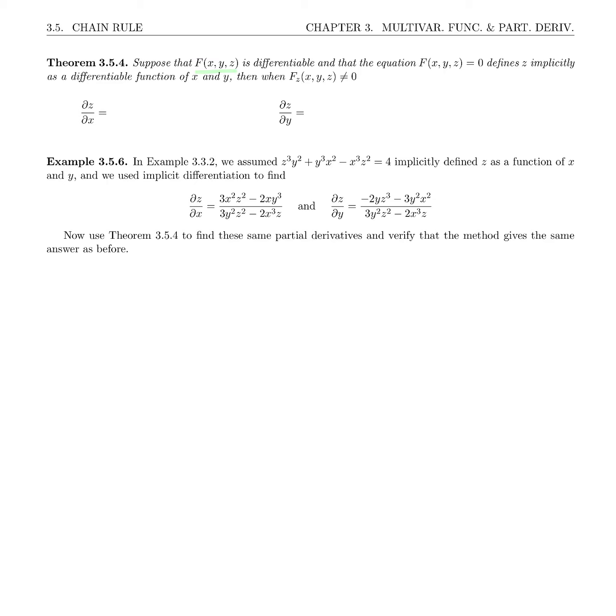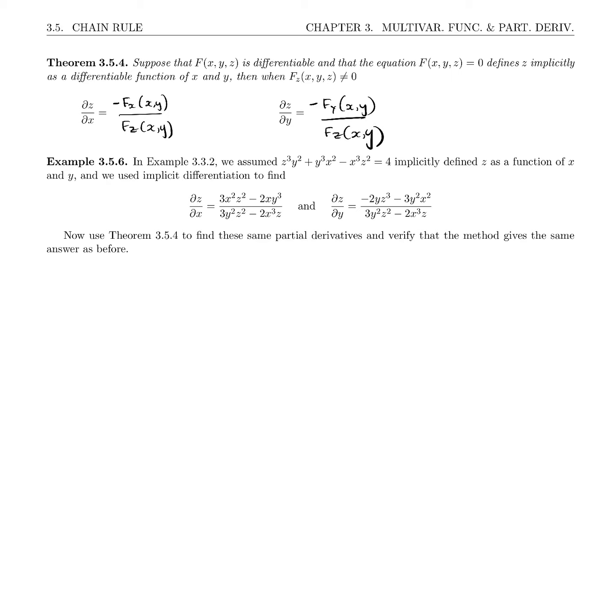If f of x, y, z is differentiable and the equation f of x, y, z equals 0 defines z implicitly as a differentiable function of x and y, then as long as f sub z of x, y, z is not equal to 0, the two partials, del z del x and del z del y, can be calculated as follows. Del z del x is minus f sub x of x, y, z over f sub z of x, y, z, and del z del y is minus f sub y of x, y, z over f sub z of x, y, z.